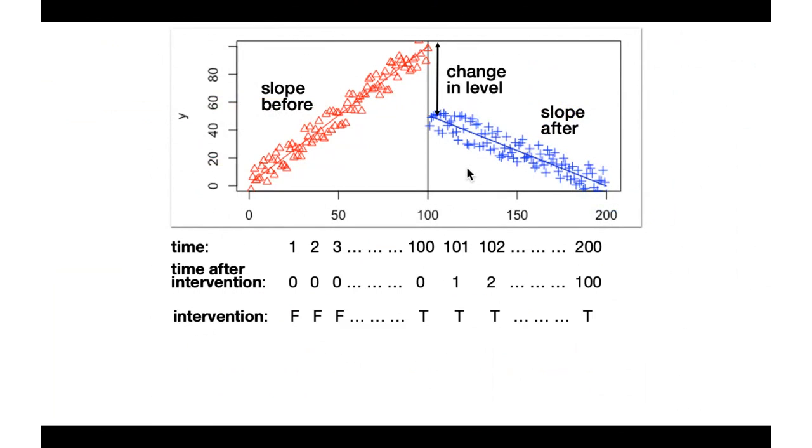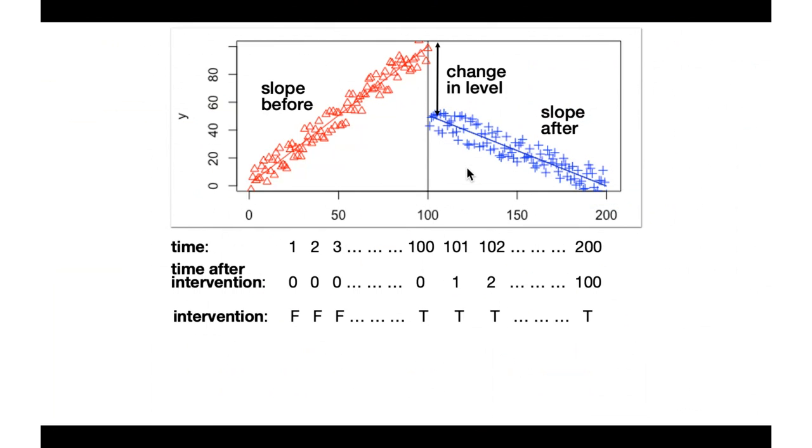Here we have our artificial data. Time is going from 1 till 200. Time after intervention, of course, starts only after the intervention. And the intervention itself is a binary variable which is flipped to true from the moment of the intervention itself.